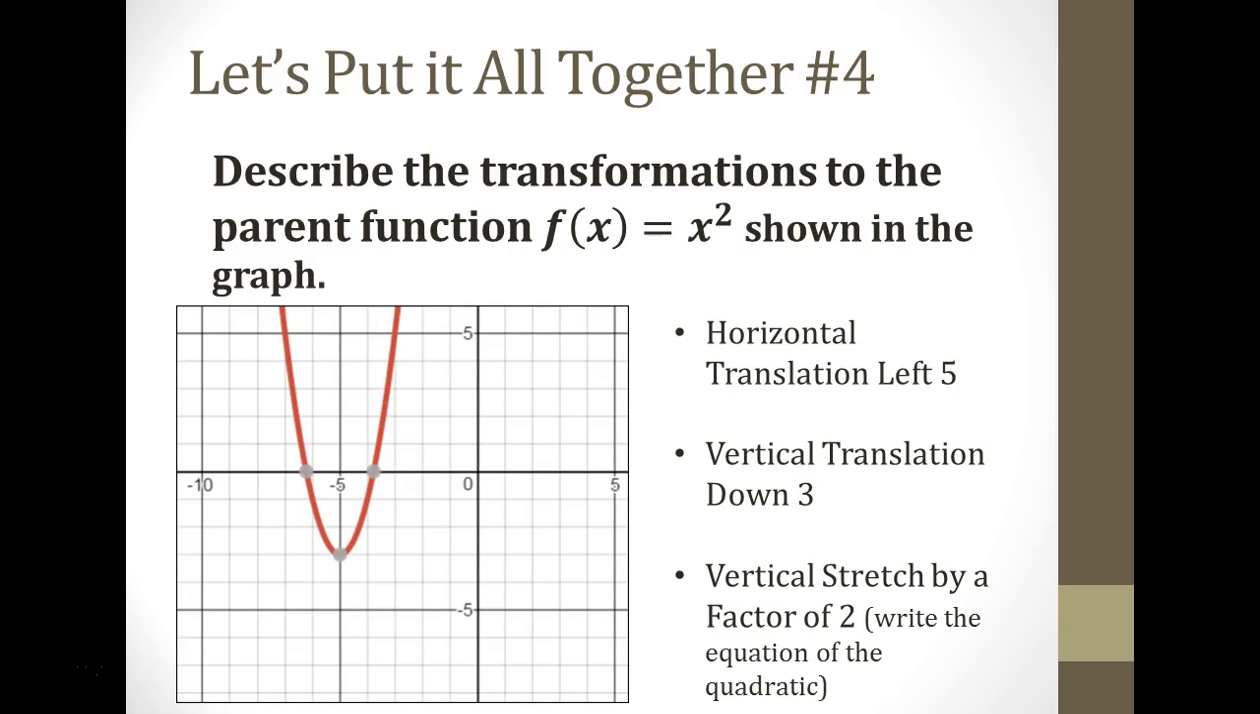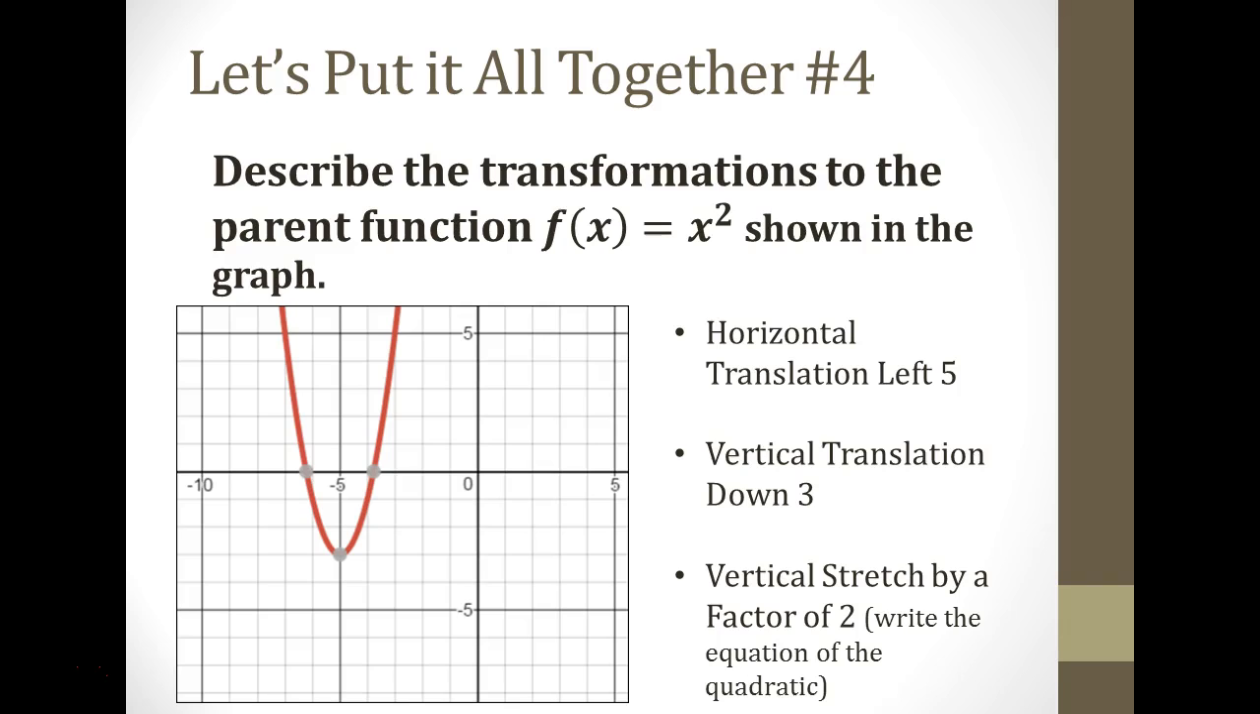In our last example that we will work together, we're going to start with a graph instead of an equation. In this case, I want you to tell me what transformations have occurred to the parent function, x squared, that would result in this graph right here. Well, if I look at this graph, I see that it has been shifted down 3, so I know I have a vertical translation down 3. I see it's also been shifted to the left 5, so I know I have a horizontal translation left 5.